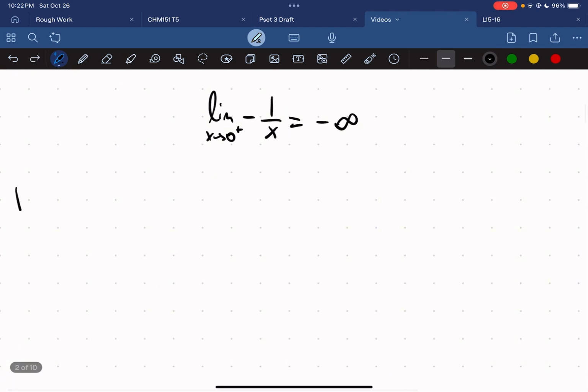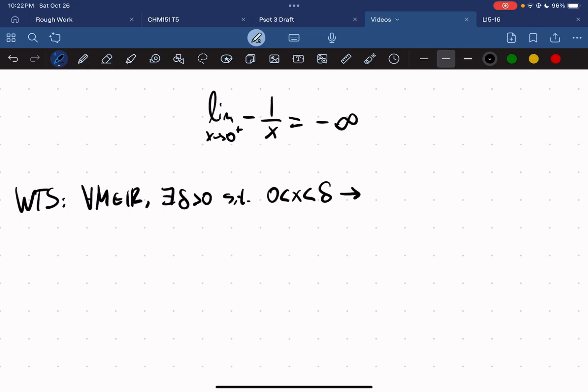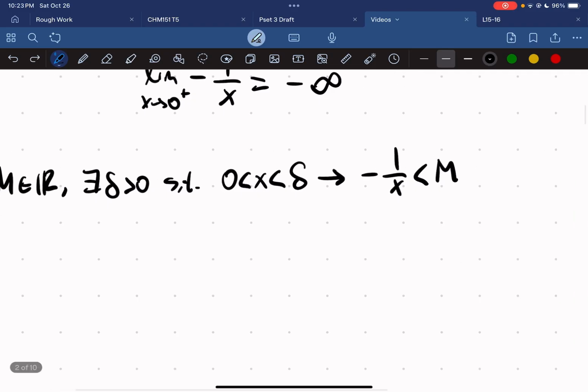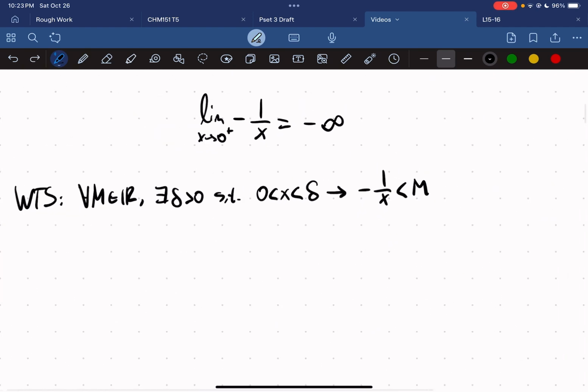So this is how we want to write our want to show. We want to say for any m in the reals, there exists a delta greater than 0, such that 0 is less than x, which is less than delta, implies, and this is the difference, we now need to show that 1 over x is less than m. Because this is saying for any arbitrarily small value, that small value is still going to be greater than the function once we choose our delta. So that's what we want to do.